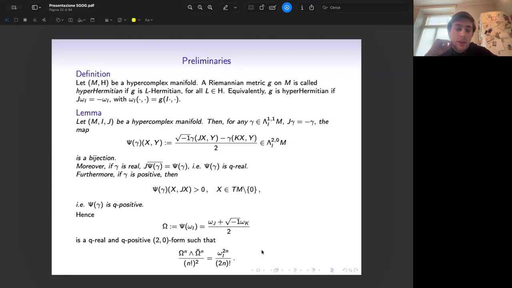So as usual, I will confuse the (2,0)-form associated to the hyper-Hermitian metric with the hyper-Hermitian metric itself. But as in complex geometry, if we want to define some special hyper-Hermitian metric, we will just require some cohomological condition on the (2,0)-form, as we will see.